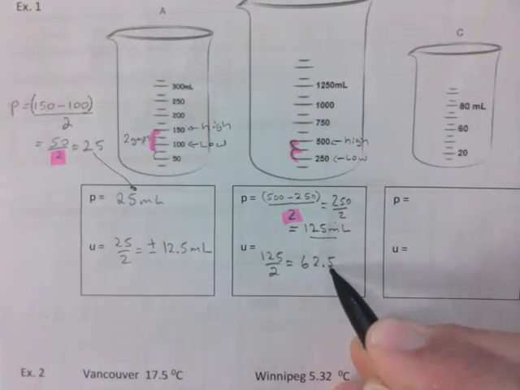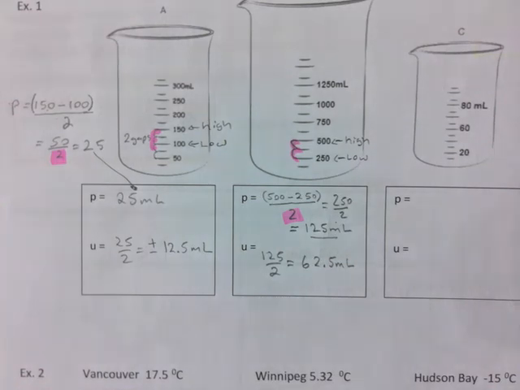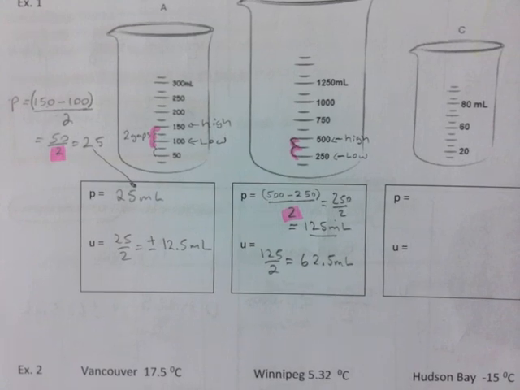62.5? Okay. Thank you. So once you have your precision, uncertainty is boom. It's always divided by 2. Always.